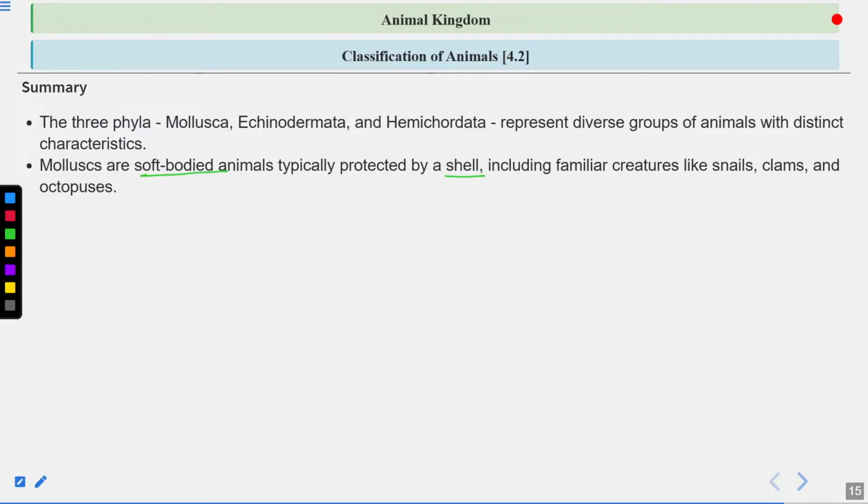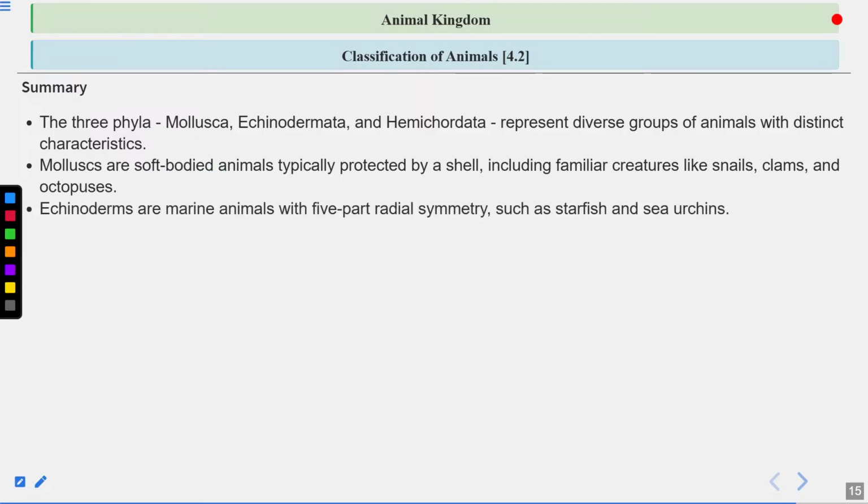And what are the examples? Snails, clams and octopuses. Octopus is also an example of the mollusk. And mollusks are oviparous. They lay eggs. Octopus also lays eggs during sexual reproduction. They don't give birth to the young ones. Clear? The female octopus lays thousands of eggs. So they are oviparous, they lay eggs.